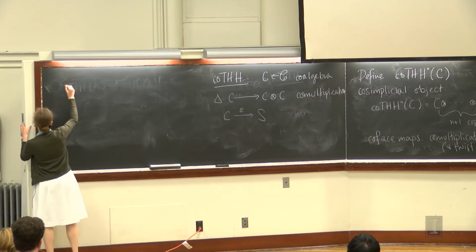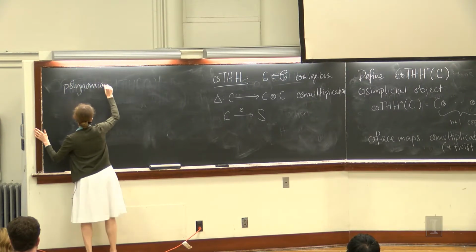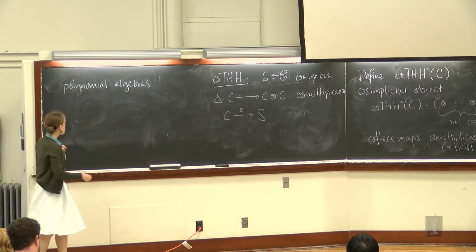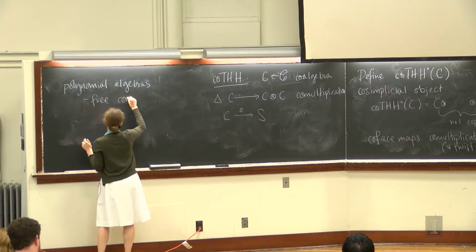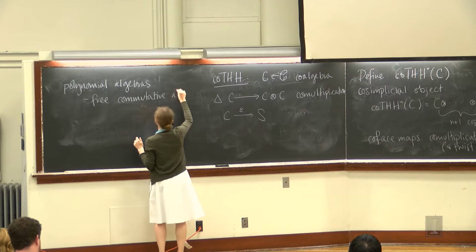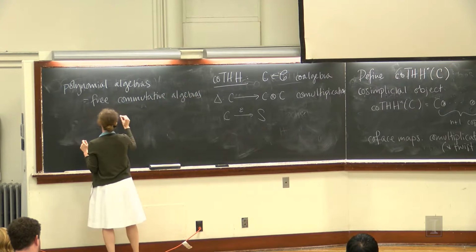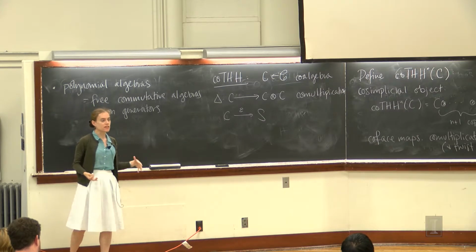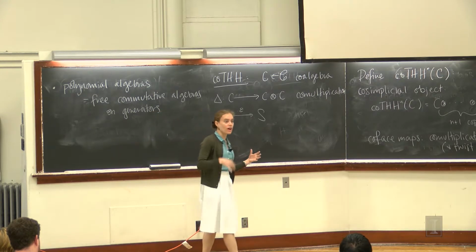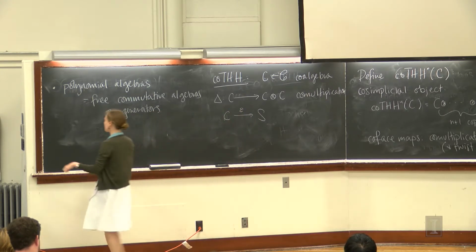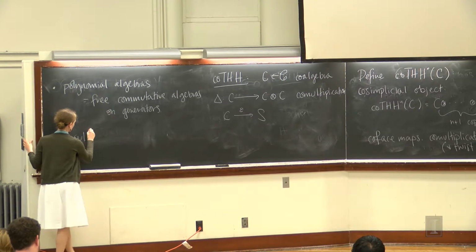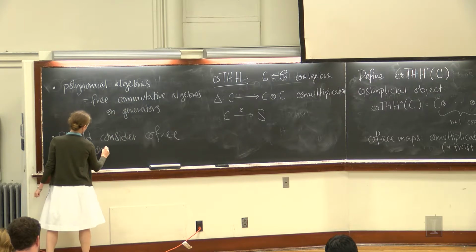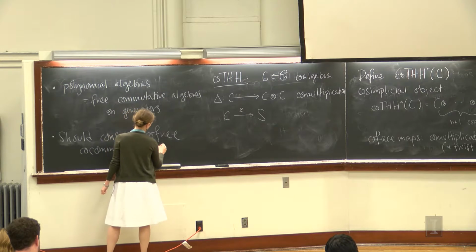So if we start with polynomial algebras on some generators, well, how do we want to think about these if we're going to turn our things around into coalgebras? We should think about these as the free commutative, or maybe graded commutative, algebras on some generators. And so if I want to think about dualizing this, then what I really need to be considering for the input of my CoTHH is free co-commutative coalgebras, or maybe co-free co-commutative coalgebras. Right? There's a lot of co's, so we'll write them all down: co-free co-commutative coalgebras.